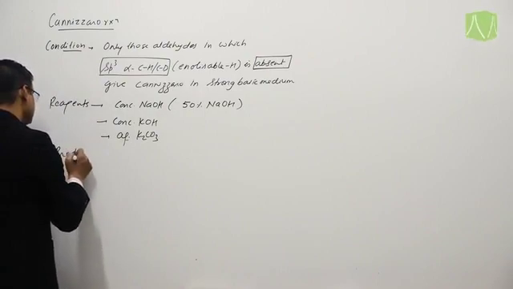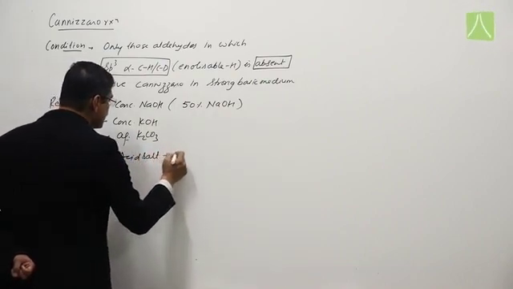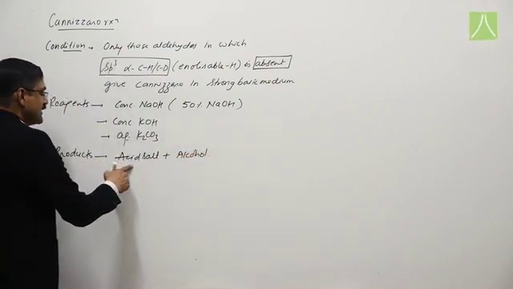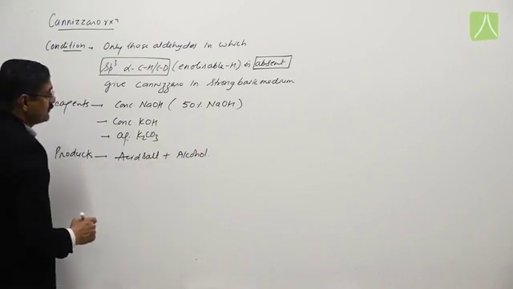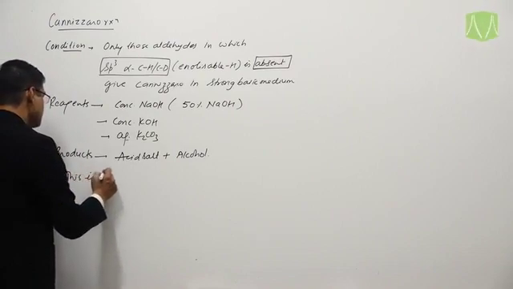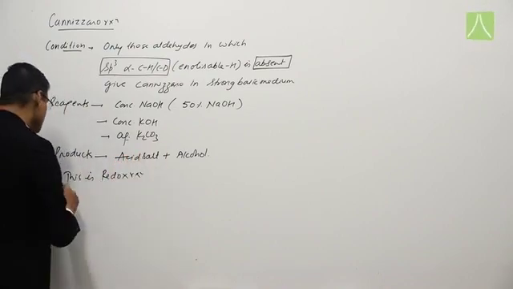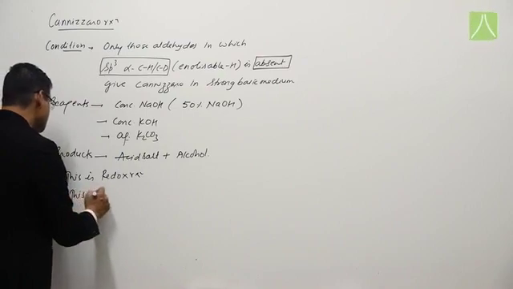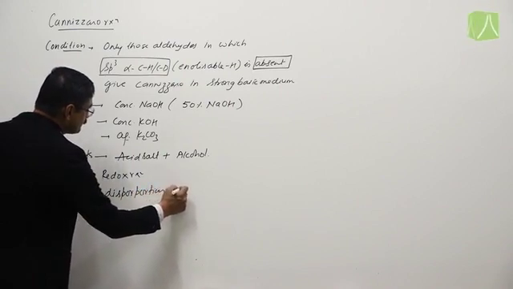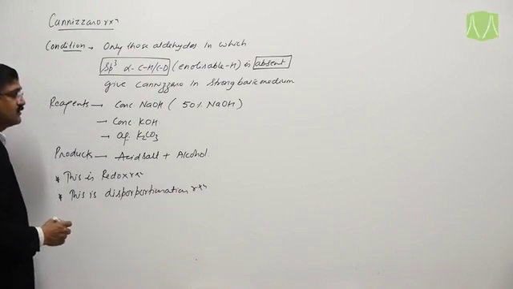Products are acid salt plus alcohol, means one aldehyde is oxidized into acid as well as another aldehyde is reduced into alcohol. So that's why this reaction is known as a redox reaction, where oxidation and reduction both occur. So this is disproportionation also. It is redox and disproportionation.